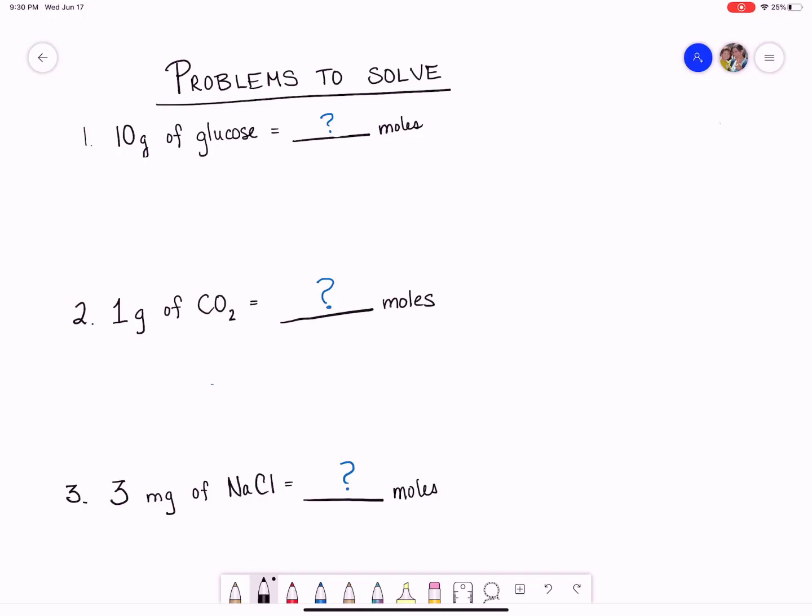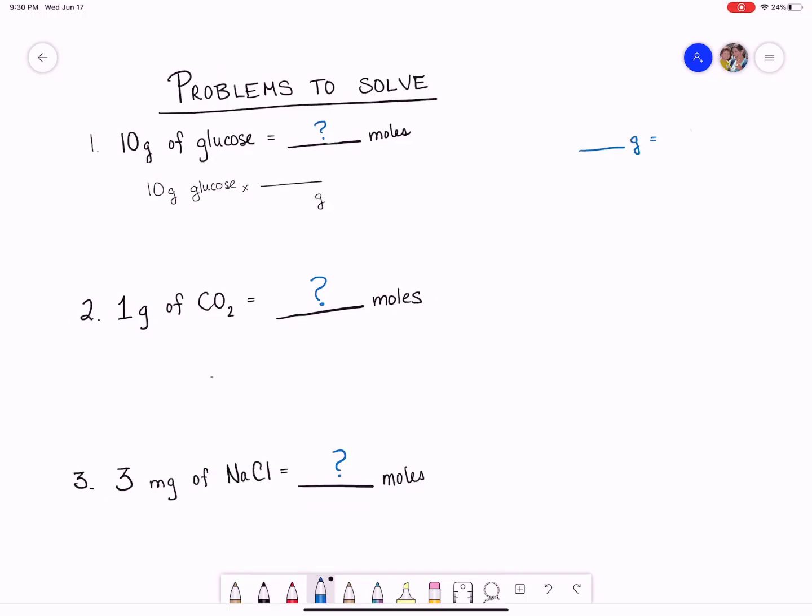So I'm going to start with the first one. 10 grams of glucose equals how many moles? Well, I'm going to set it up like a typical conversion. I have 10 grams of glucose, multiplication sign, line, grams go at the bottom. But I need a conversion from grams to moles.